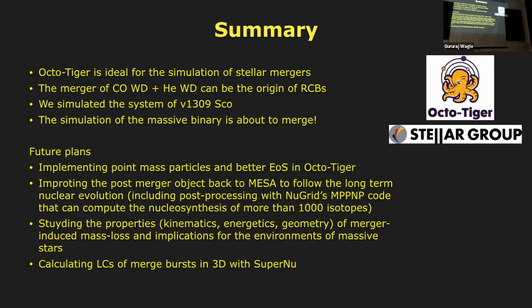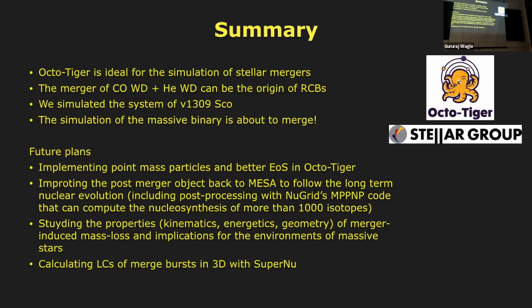Now I will summarize. Tiger, as I showed you, is ideal for simulating binary interaction of stellar mergers. We simulated a binary of a carbon-oxygen white dwarf and a helium white dwarf. We also simulated the big continuous force simulation, and we need to analyze the results. And there is also a simulation of a massive binary, which is still ongoing and waiting to merge.